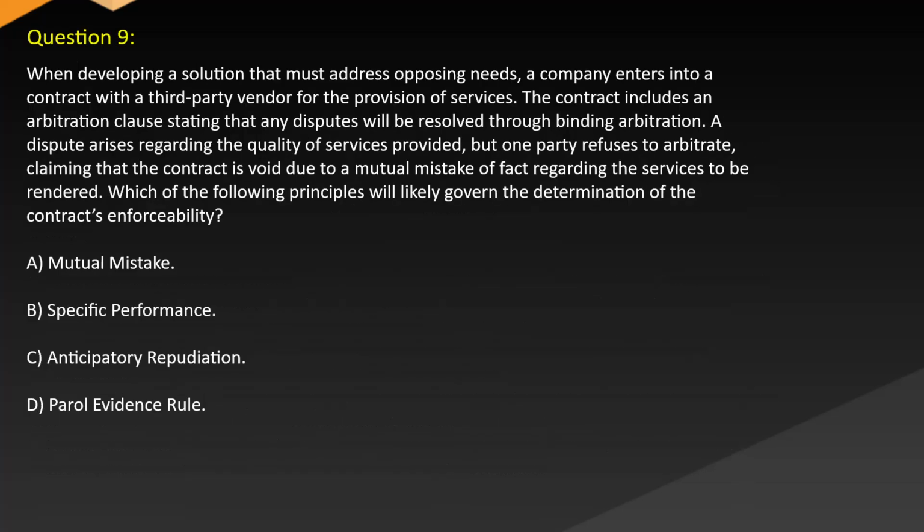Question 9. When developing a solution that must address opposing needs, a company enters into a contract with a third-party vendor for the provision of services. The contract includes an arbitration clause stating that any dispute will be resolved through binding arbitration. A dispute arises regarding the quality of services provided, but one party refuses to arbitrate, claiming that the contract is void due to a mutual mistake of fact about the services to be rendered. Which of the following principles will likely govern the determination of the contract's enforceability? A. Mutual mistake. B. Specific performance. C. Anticipatory repudiation. D. Parol evidence rule.